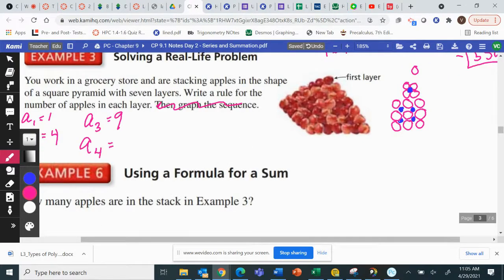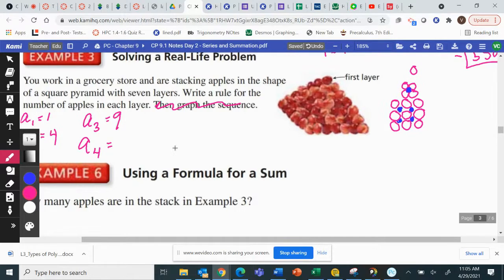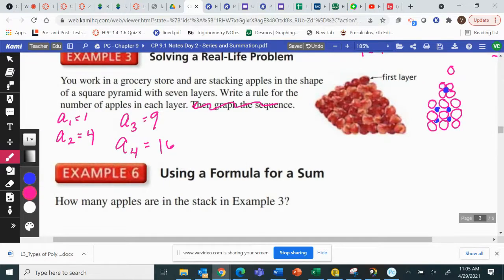A sub 4 would be how many apples? 16 is correct. So we're finding all of these. I feel like I know the pattern now. I'm not going to waste my time counting apples. So A sub n, what would be the rule for any layer? Like if I want to know how many would be in the 100th layer. That's a really big, tall apple stack. Wow. It would be n squared.